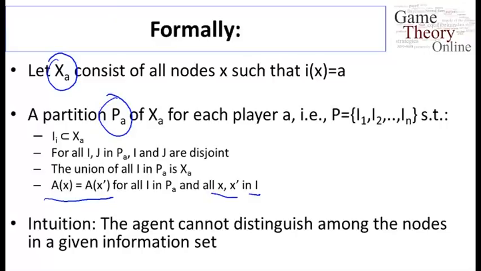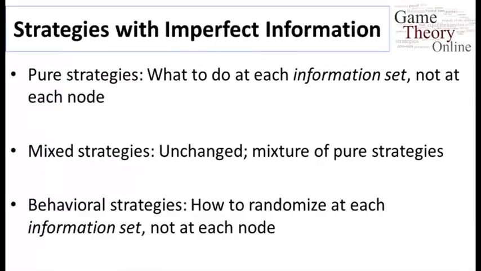We get games of imperfect information. And the strategies are for the most part unchanged. Pure strategies simply turn from being what to do in each node to what to do in each information set. You don't know which node you're in, you know which information set you're in. So that's what a pure strategy is.